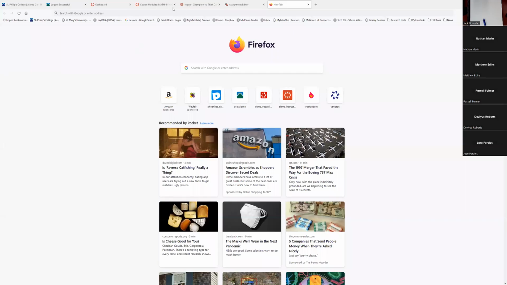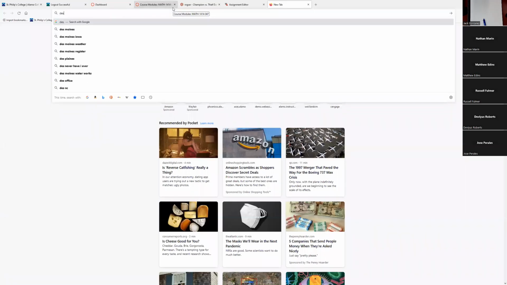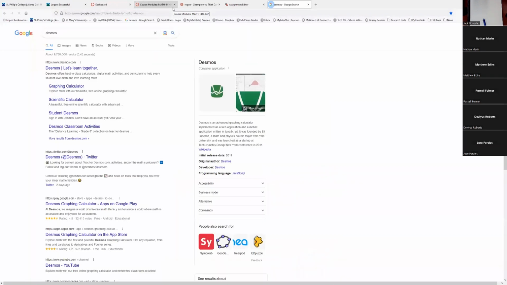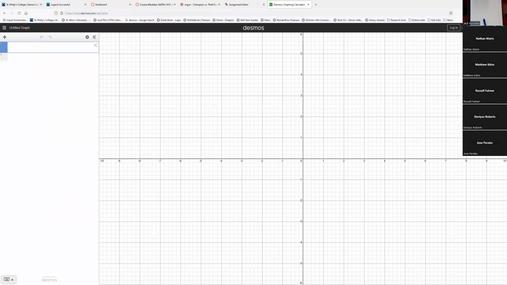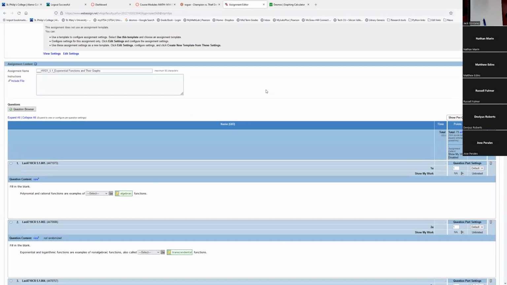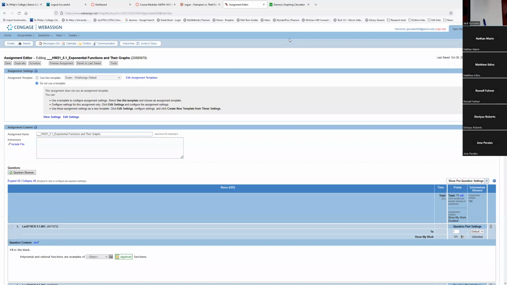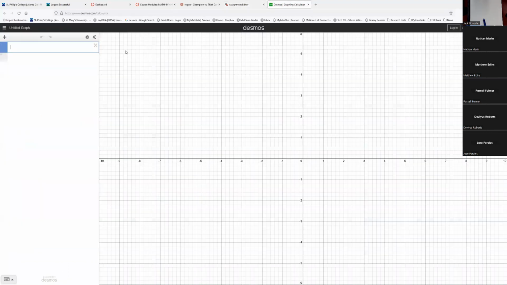Okay. So first, let's start by looking at the graph. Let's go to Desmos, I guess. Okay. You say 5.1 or 4.1? 5.1. Okay. So I believe the section is called exponential functions and their graphs.